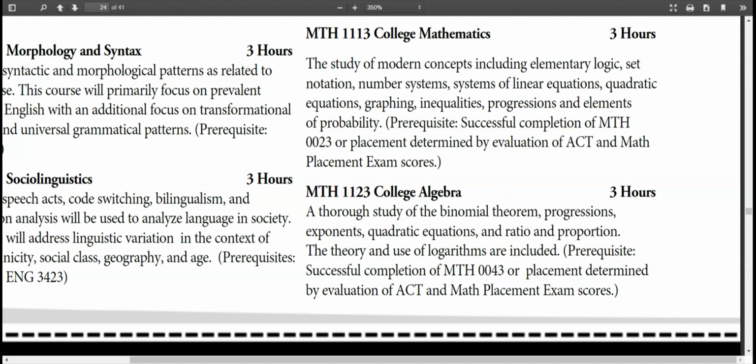Hello. I wanted to take a moment to explain the differences between college math and college algebra.